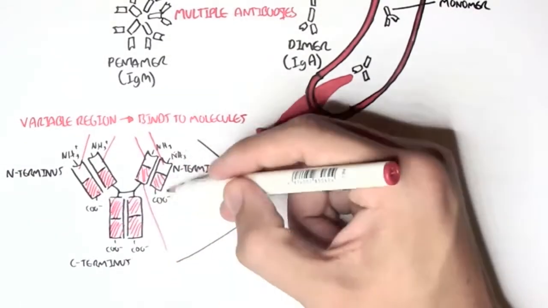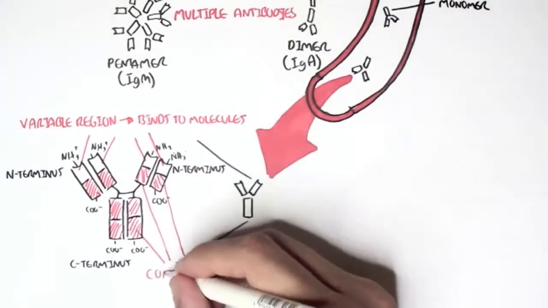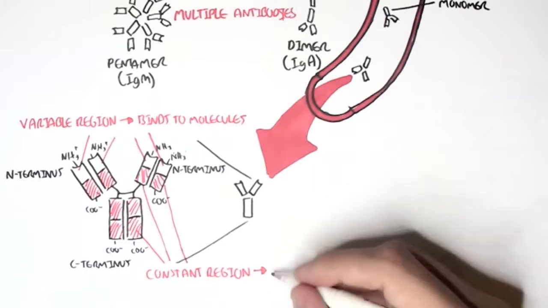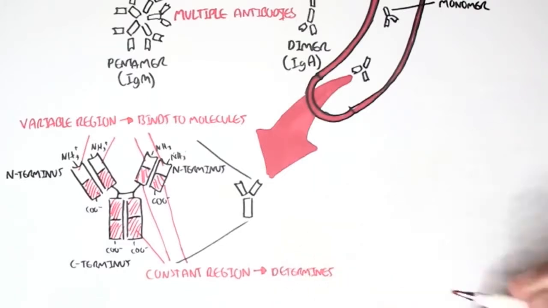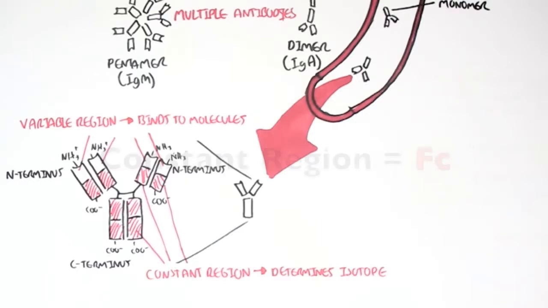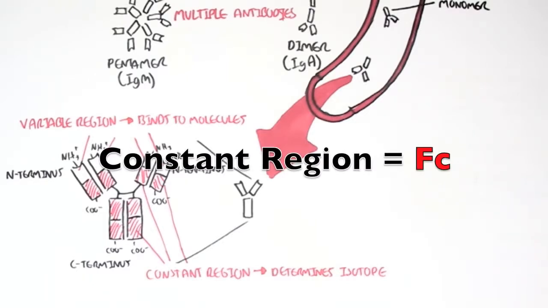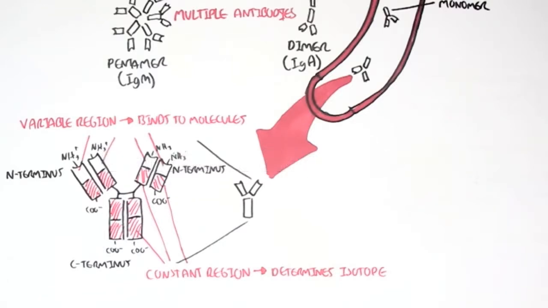And then on the bottom bit, you have the constant region. And the constant region will determine what isotype the antibody is. Isotype meaning what class the antibody will be in. And we'll learn about the different classes, the different isotypes later. The constant region is also known as the Fc portion of the antibody. Try to remember these terminologies.